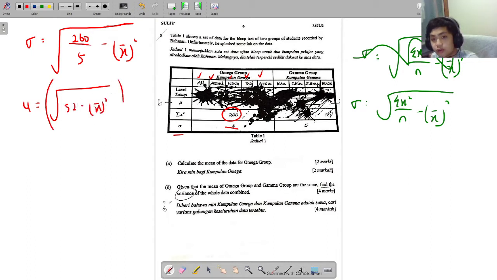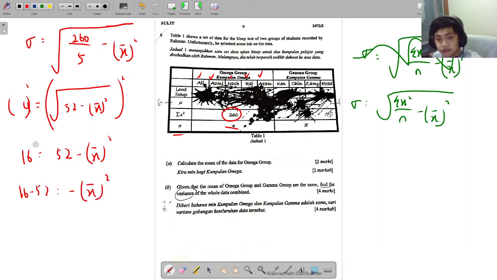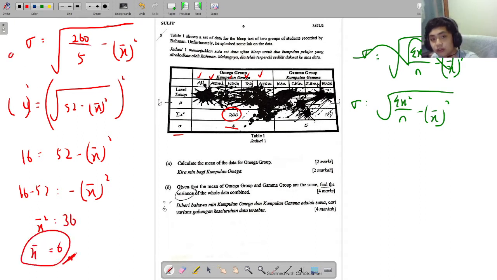To get rid of the square root, I'll square both sides. So it's 16 equals 52 minus mean square. 16 minus 52 equals negative mean square. So just going to make it positive. So mean square equals 36 and mean equals 6. So this is the mean for the omega group.